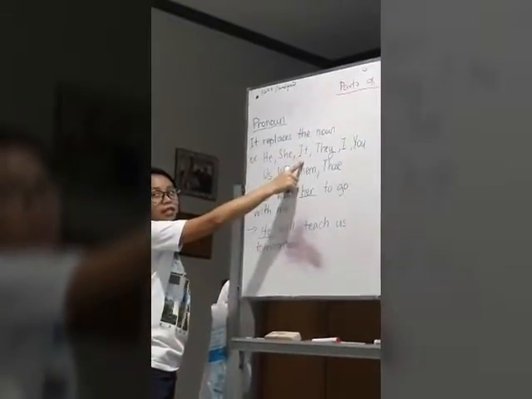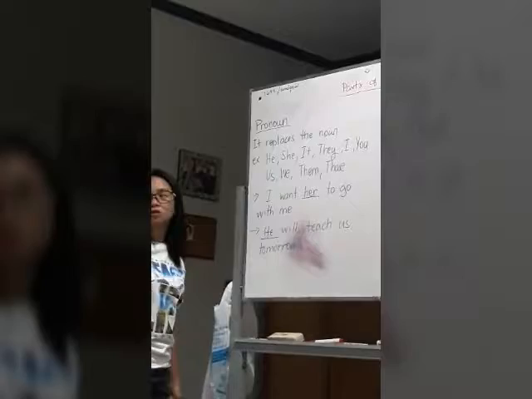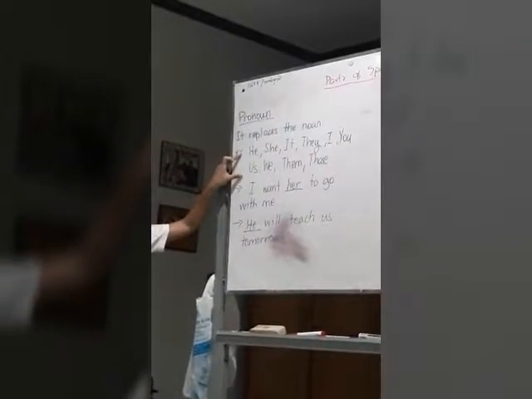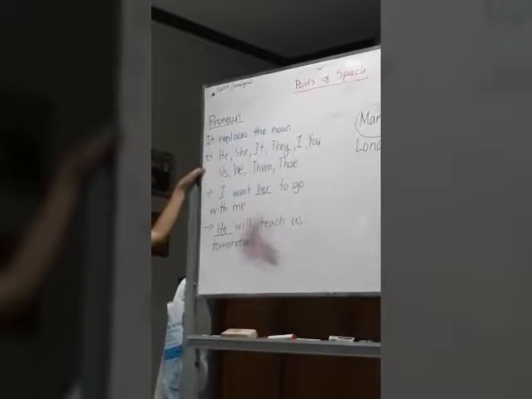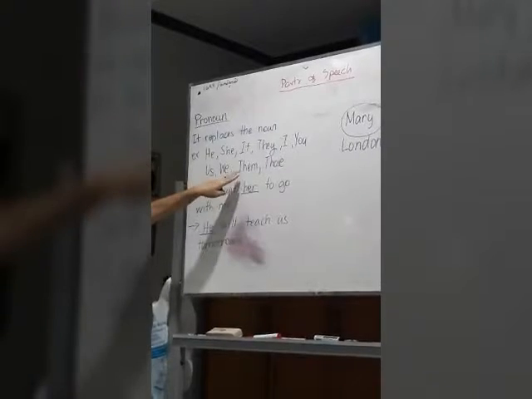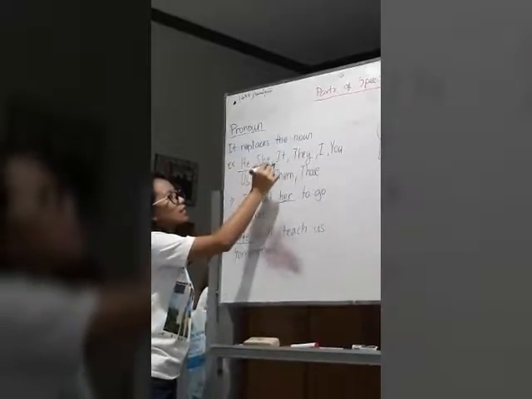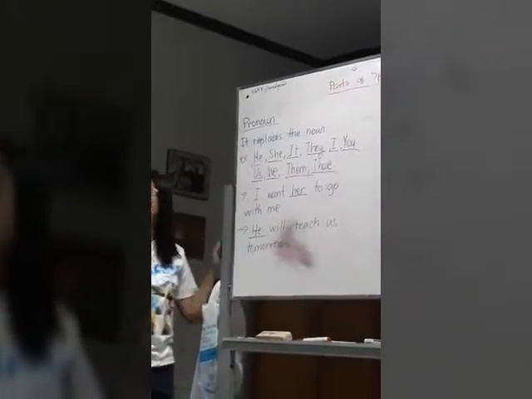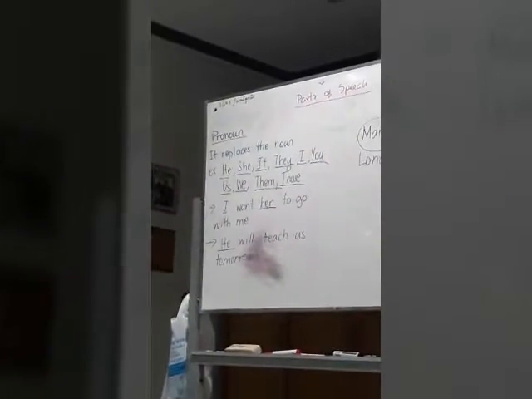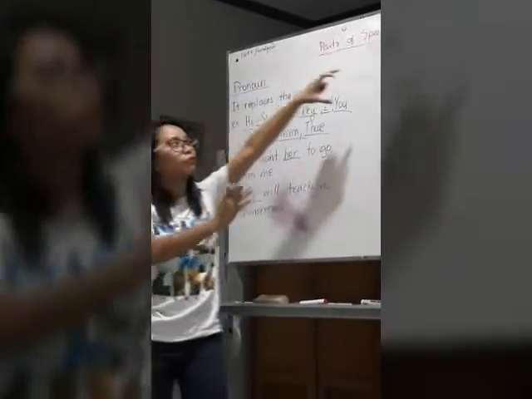Now, the examples of pronouns are he, she, it, they, I, you, us, we, them, those. These are just examples of pronouns. I, you, we, they, he, she, it, us, our, we, them, and those. We are going to use these in a sentence instead of saying the specific name of a person, specific name of a place, specific name of a thing.